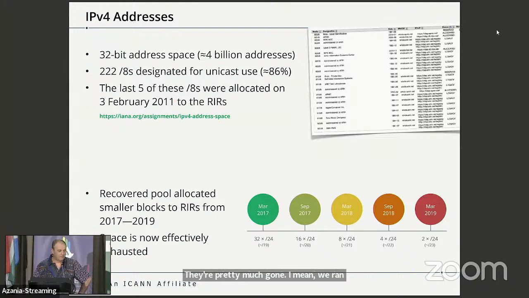We ran out of those in 2011. That's when the last /8 was given out to the RIRs. There was 1 given to each. And then a little bit later, we recovered some. And those were given out about 5 years ago. Wasn't a large amount, but we recovered some IPv4 addresses, and those went back out to the RIRs. So basically, from an IANA perspective, a global perspective, no more IP version 4. Done.